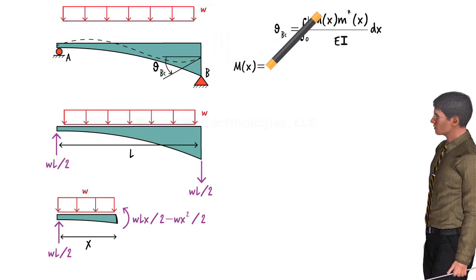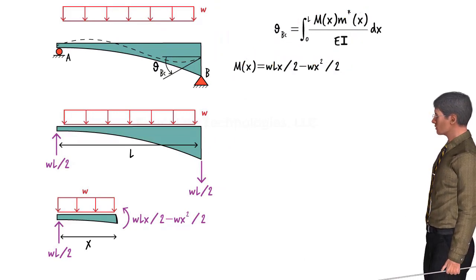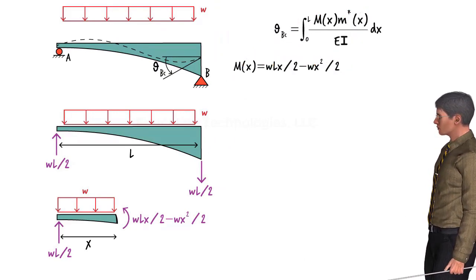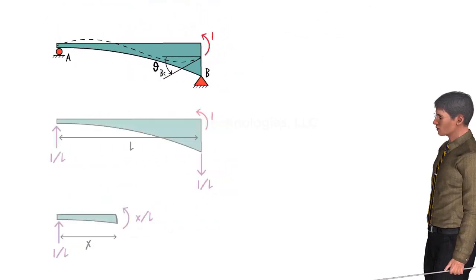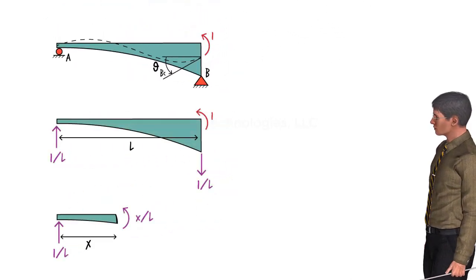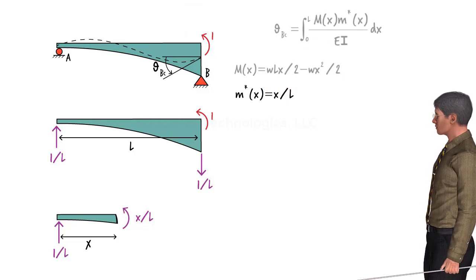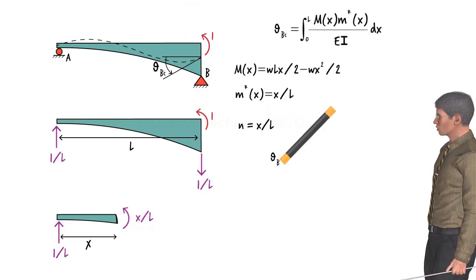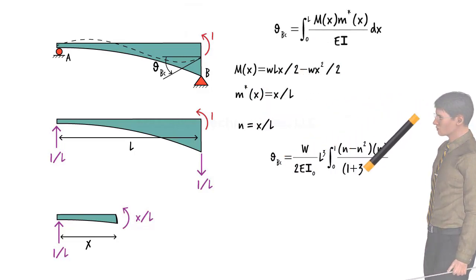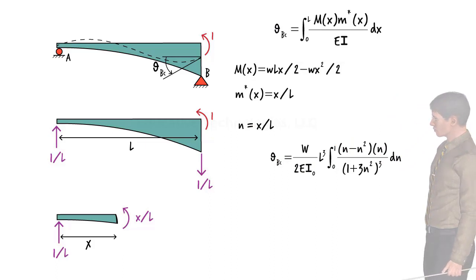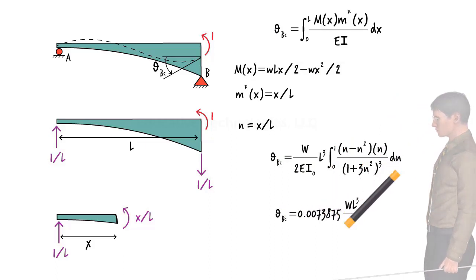Finally, to determine theta BC, we just need to calculate m star x, since we already know mx. A unit moment placed in the direction of the rotation at B gives us. Then theta BC can be determined using this expression. The rotation equals.